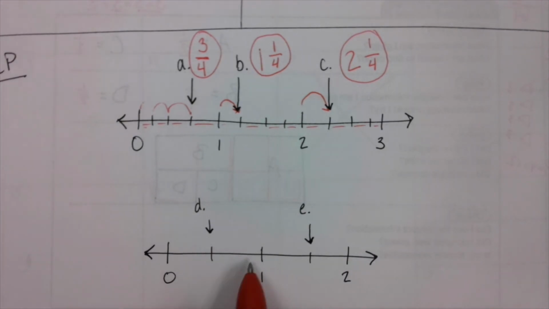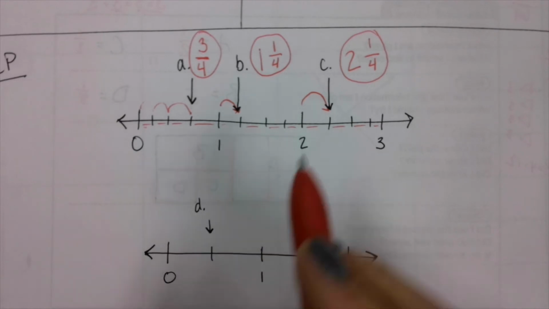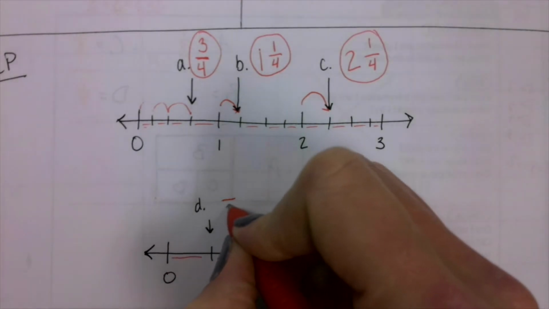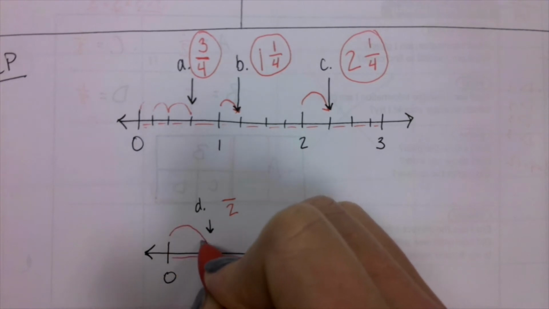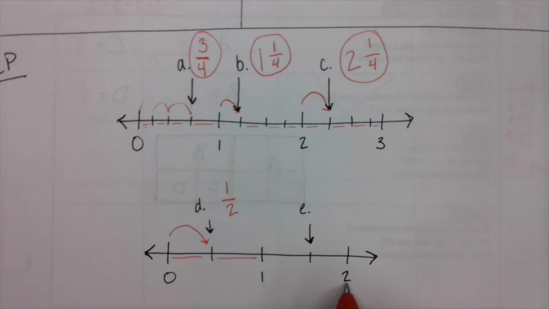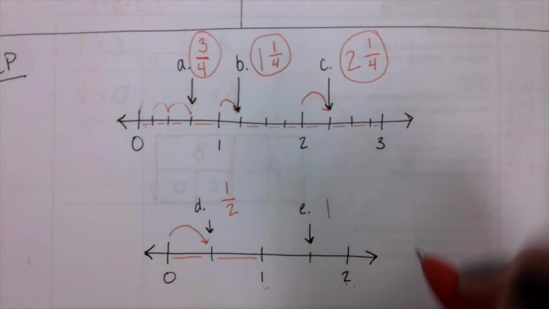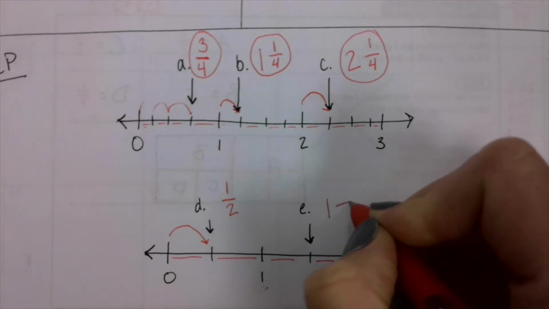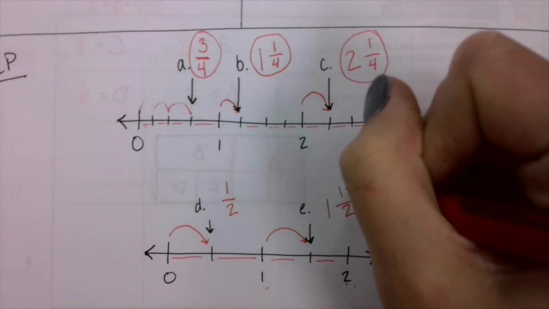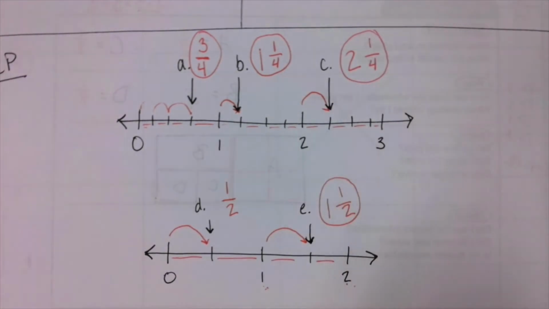D, once again for D, I'm in front of the 1, so there's no whole number because 0, I don't need to put that there. How many spaces between 0 and 1? 2. It's the first space, so it'd be 1/2. Okay, same thing with this one, 1 and 2. Well, I gotta use the 1. There's 2 spaces, and it's the first one after the 1, so 1 and 1/2.